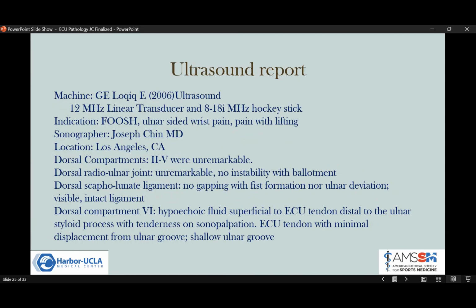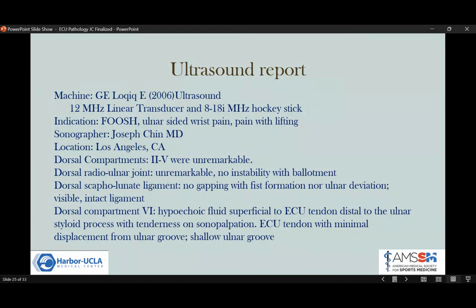So in summary, my ultrasound case report, we're using a machine, the GE Logiq E ultrasound model. We use a 12 megahertz linear transducer and an 8 megahertz hockey stick. The indication was fall on an outstretched hand, ulnar-sided wrist pain, pain with lifting. I was the sonographer. This location was done in Los Angeles.